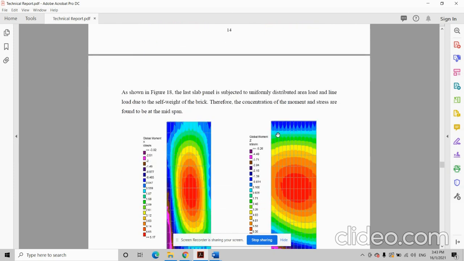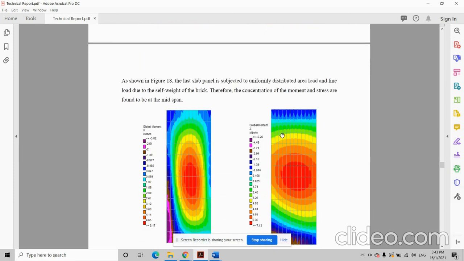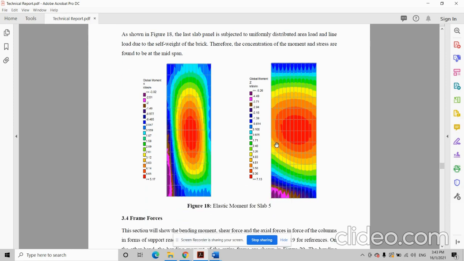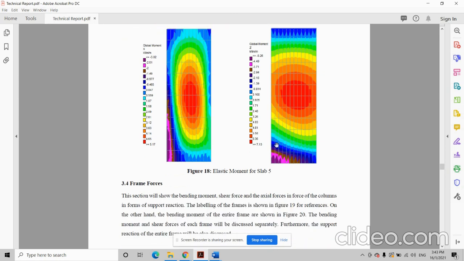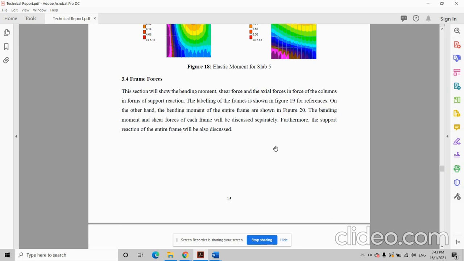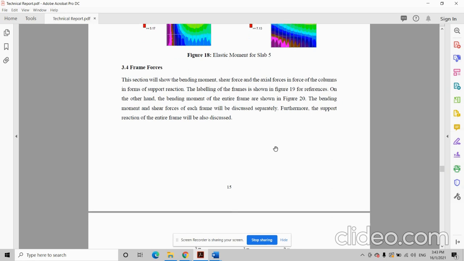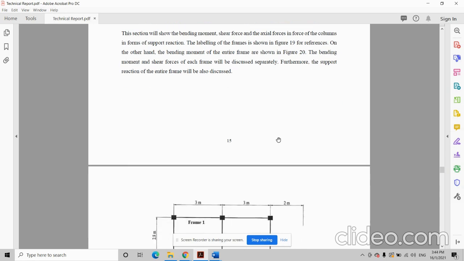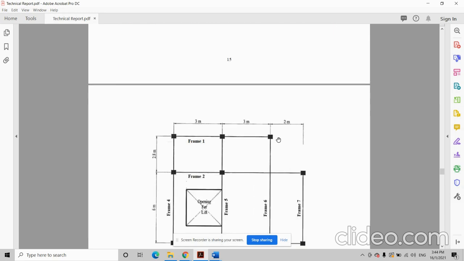For slab 4, the maximum elastic moment occurs at the support as there will be higher interaction between the slabs and the shear wall due to the high stiffness of the shear wall. The last slab panel is subjected to uniformly distributed area load and line load due to the self-weight of the brick. Therefore, the concentration of the moment and stress is found to be at the mid-span.